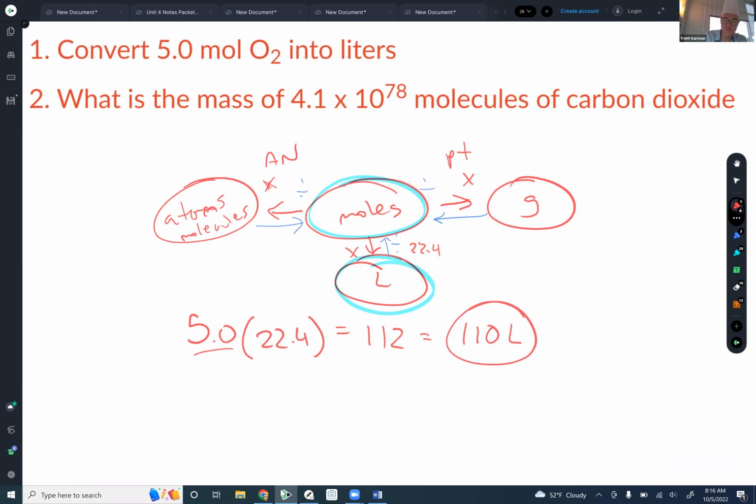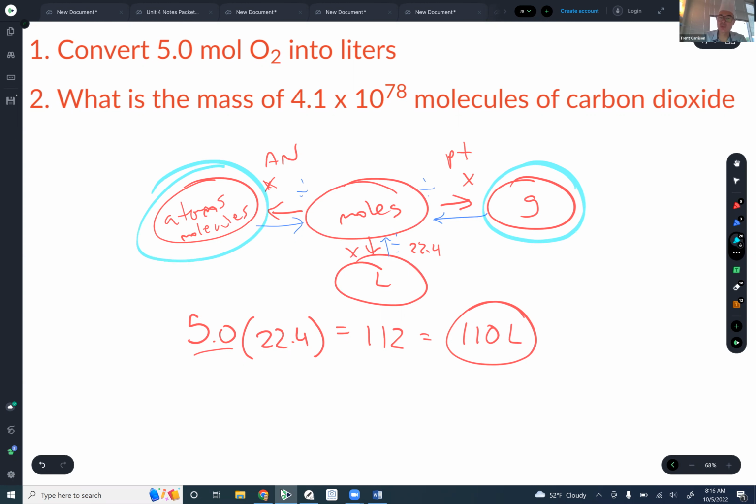All right, number 2, I've got going from mass to molecules. Now, this is a big one. This one is going to take several steps. So my mass starts out here, and I want to end up over here with molecules. There's no arrow that goes directly from grams to molecules. So we have to go through moles. So this is going to be a 2-step process.